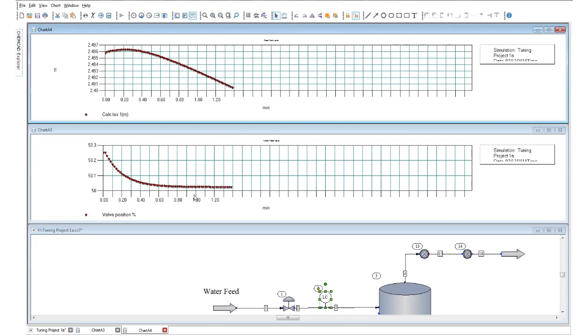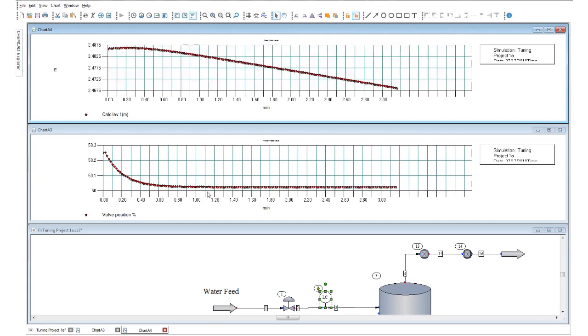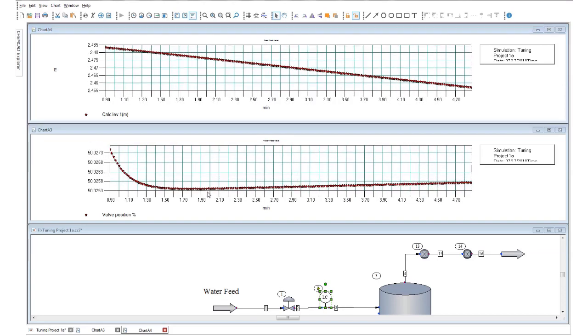So here we're looking at two plots. Okay, I'm going to pause it right now. I'm going to hit the Escape key on my keyboard, and that will pause the program. Okay, so at this value of time, we find that the valve position really isn't changing much. It's only about 50% because I don't have a large gain in my process.